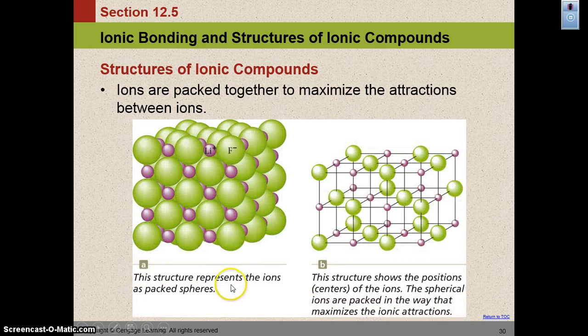This structure represents the ions that are packed as spheres. So we see lithium, which is smaller than fluorine, and they're packed in there, and you notice it's alternating so that the negatives and positives are attracted to each other. This structure shows the position or centers of the ions, and the sphere ions are packed in a way that maximizes ionic attraction.